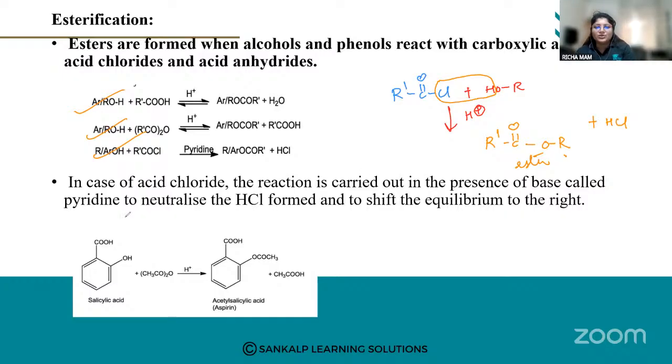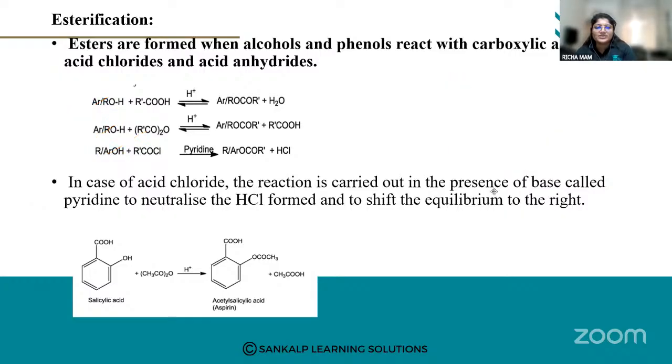In the case of acid chloride, the reaction is carried out in the presence of a base. In the other two, we have taken acid, but in the case of the acid chloride, we are taking a base, which is pyridine, so that it can neutralize the HCl formed and shift the equilibrium to the right. So to shift the equilibrium to the right side, we are making use of a base, that is pyridine. So this is an important reaction.